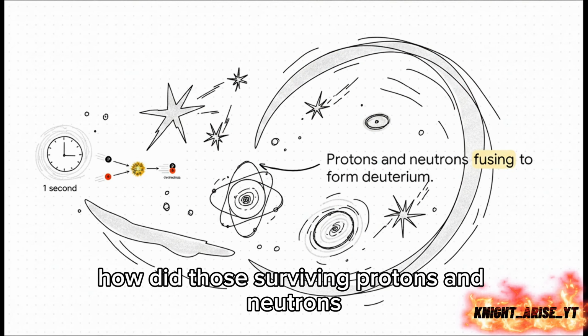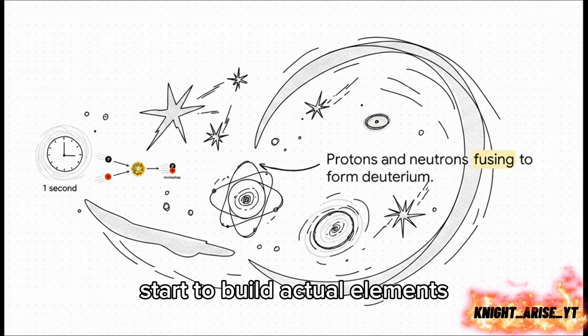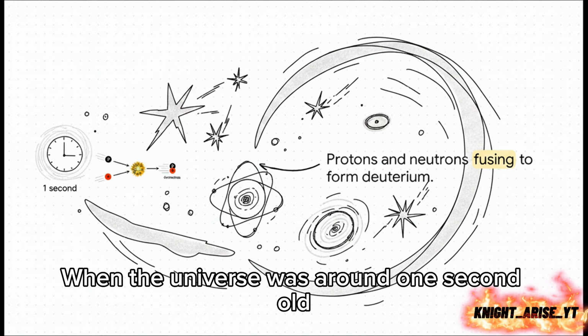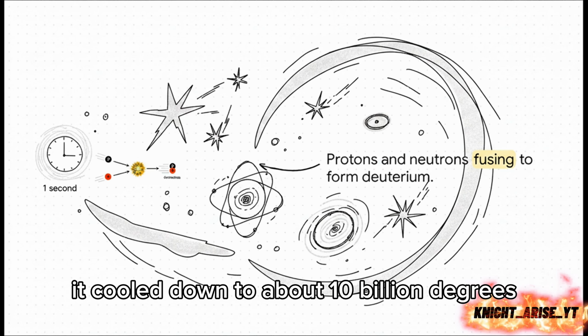So exactly how did those surviving protons and neutrons start to build actual elements? This is a process called Big Bang nucleosynthesis. When the universe was around 1 second old, it cooled down to about 10 billion degrees.